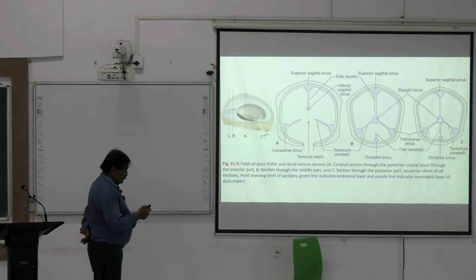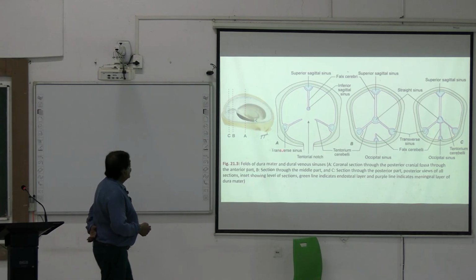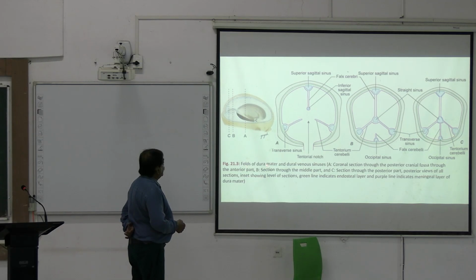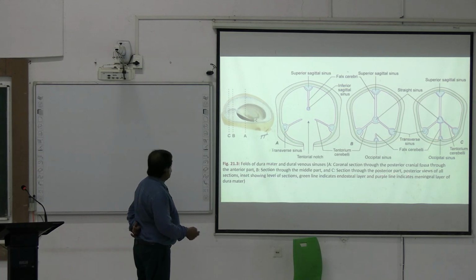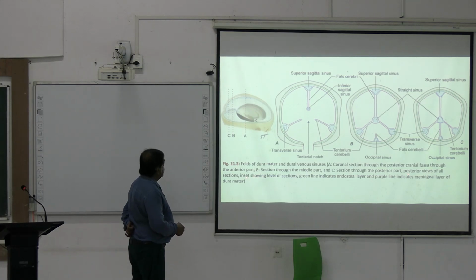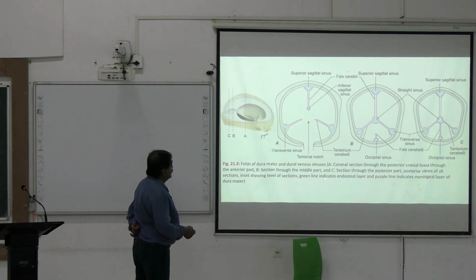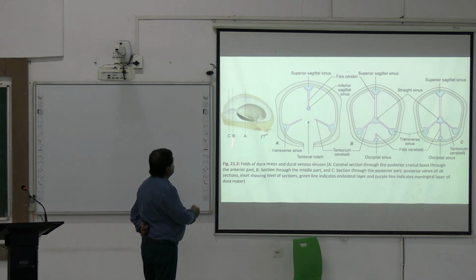Now, folds of dura mater and dural venous sinuses. Coronal sections through the posterior cranial fossa: A, section through the anterior part, B, section through the middle part, and C, section through the posterior part, posterior views of all sections, with an inset showing levels of section. The green line indicates the endosteal layer and the purple line indicates the meningeal layer of dura mater. Now these are the sections here.